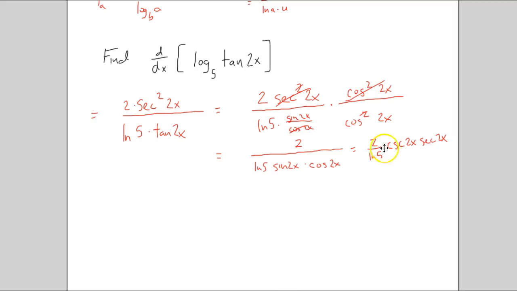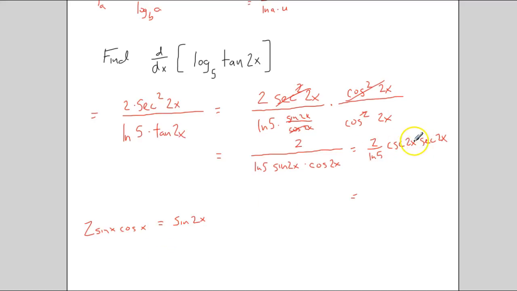And this identity you may recognize from its alternate form in terms of sine and cosine. 2 sine x cosine x. That's the same thing as the sine of 2x. Alright.